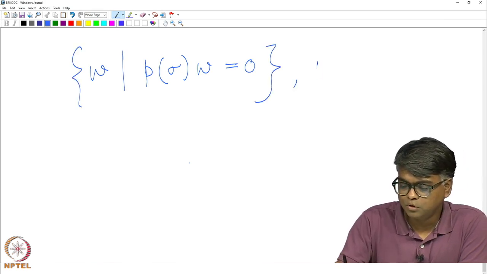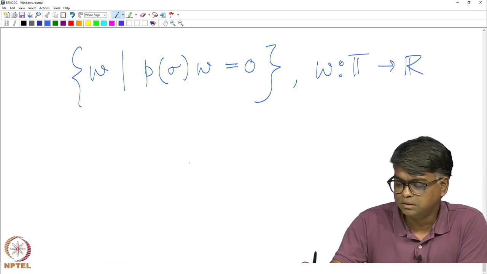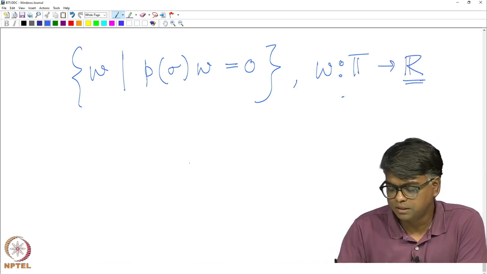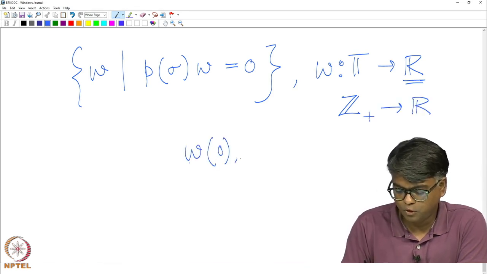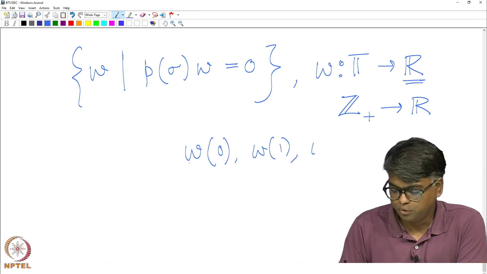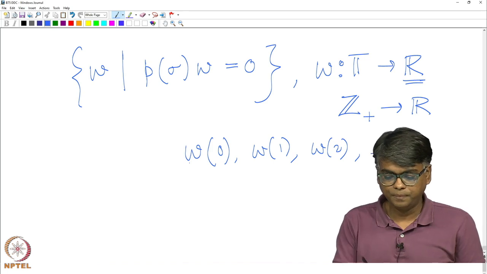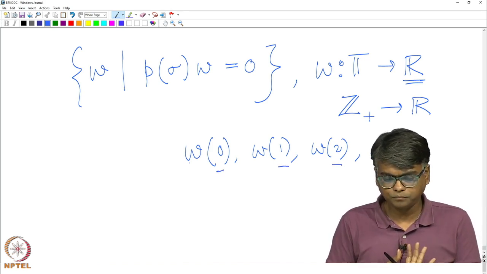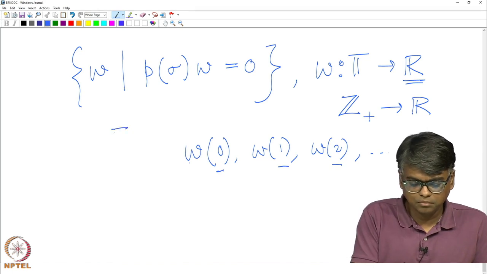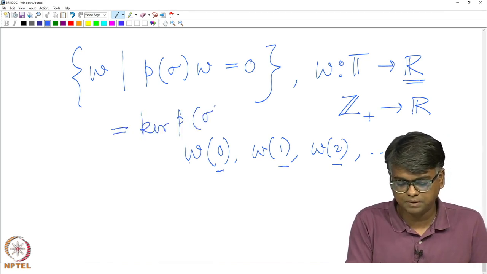What is this w? w is going to be a mapping from T to R, in this case scalar. So for this particular case you have Z plus to R. That means w is like: I know w at 0, I know w at 1, w at 2 and so on. These are the various values that w takes at various points on the index set, on the timeline. This is just like the way we have been representing behavior, the kernel of this operator P sigma.